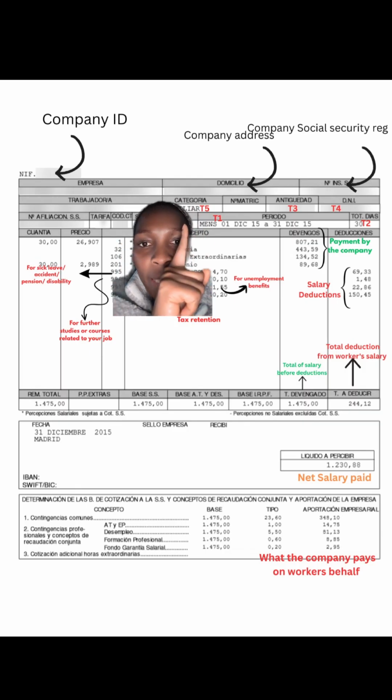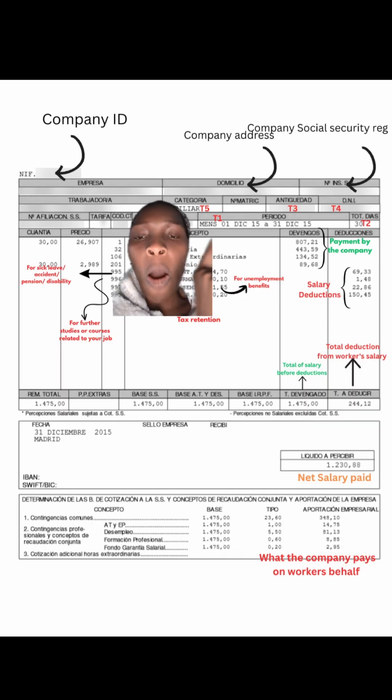Now, then we come to domicilio. So domicilio is the company address. They can have a headquarters. So the headquarters address can be there, or where you work, you find the address there. If you are working with an ETT, which is like a third-party employer, you can find the address also there.